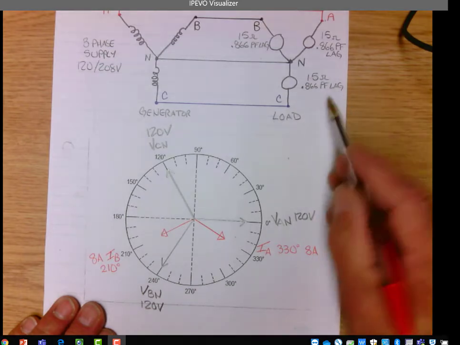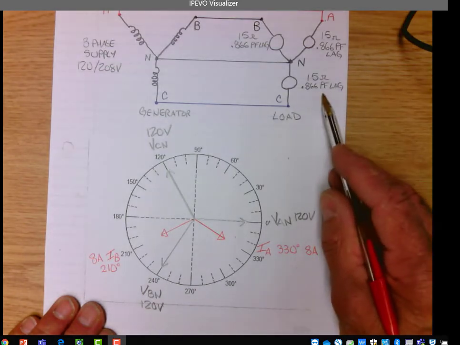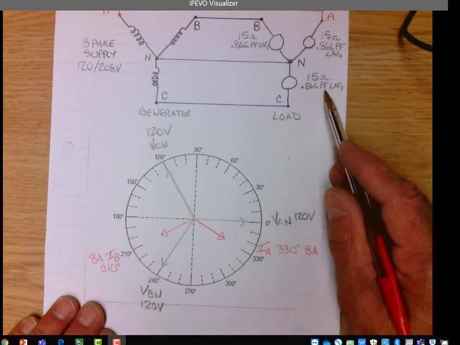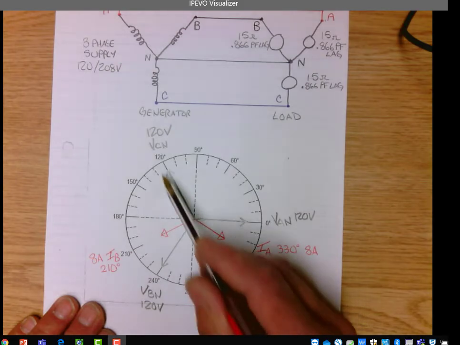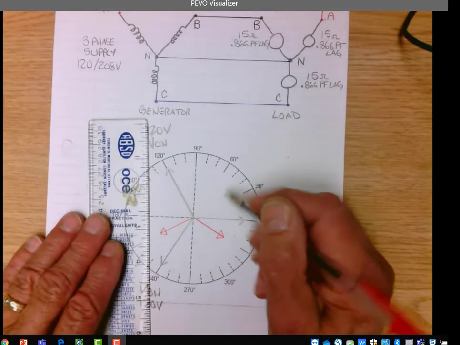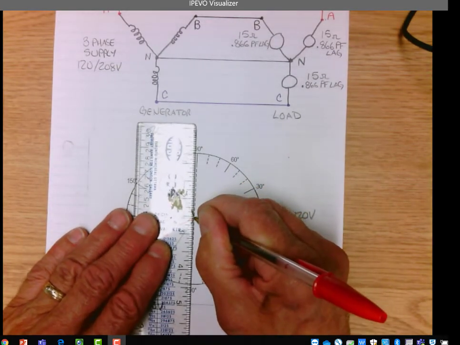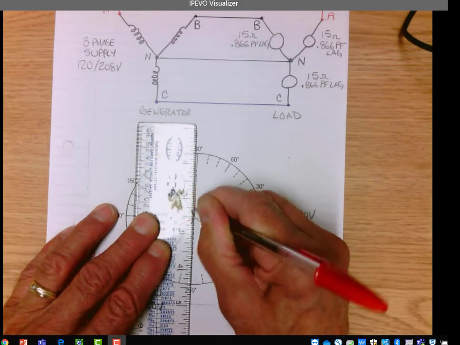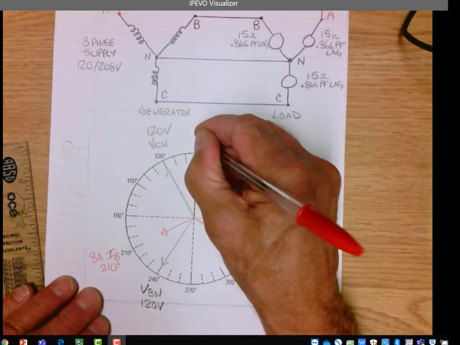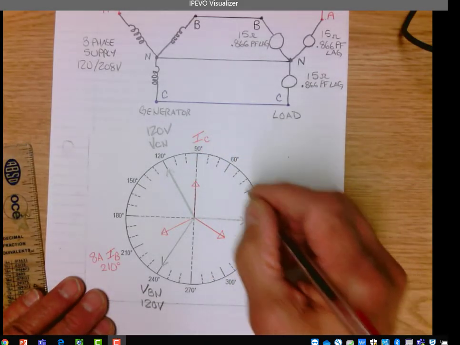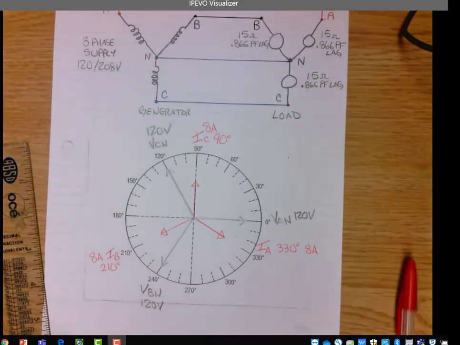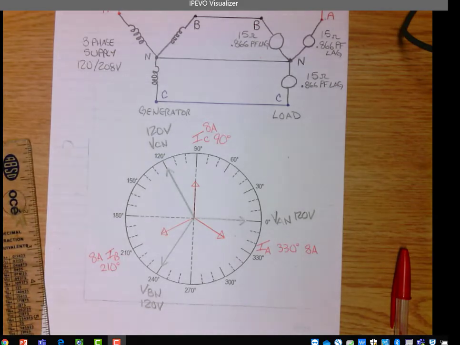And for phase C, it has a 0.866 power factor as well, which means in phase C, the current lags the voltage again by 30 degrees. So if the phase voltage is here, the phase current will be behind by 30 degrees. IC is at 90 degrees. It is 8 amps. So these are the three phase currents.